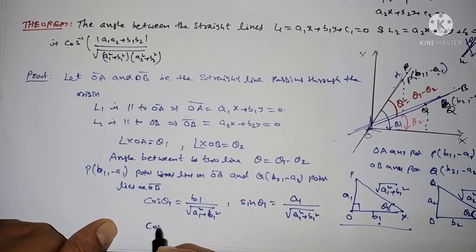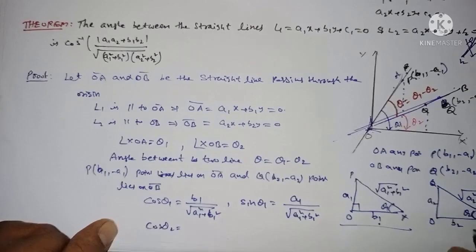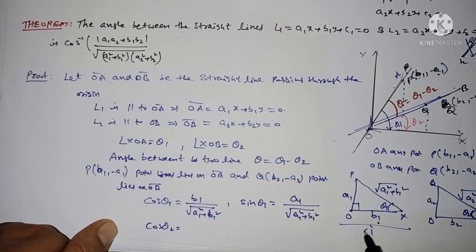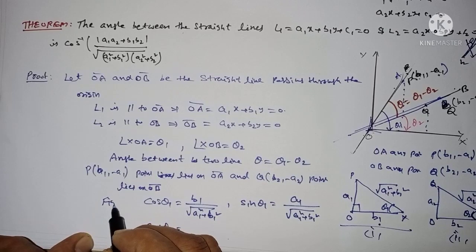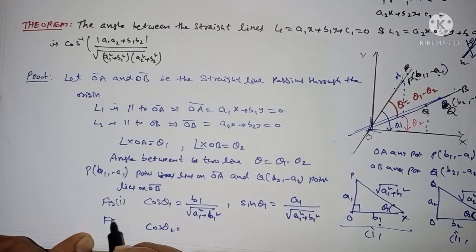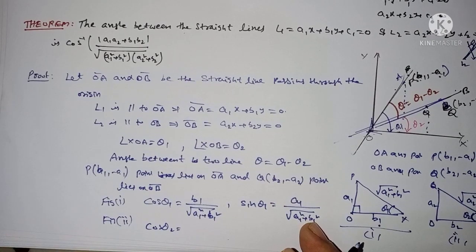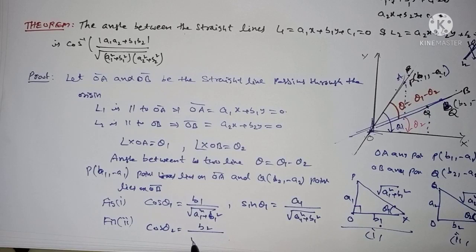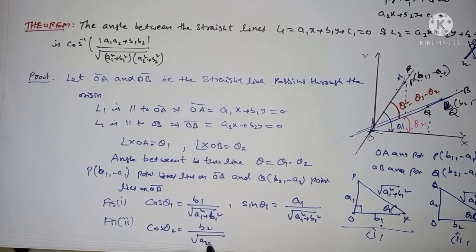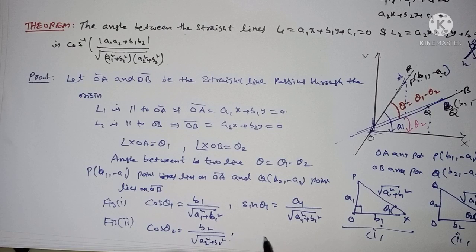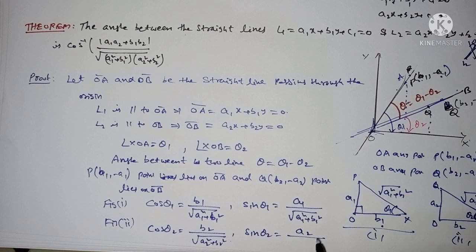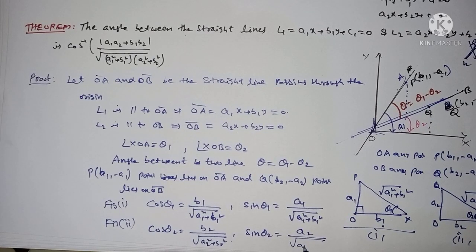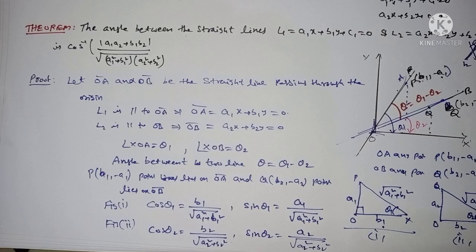Similarly, you can write cos theta 2. This is figure 1 and this is figure 2. Cos theta 2 is B2 by the square root of A2 square plus B2 square, and sin theta 2 is equal to A2 by the square root of A2 square plus B2 square.